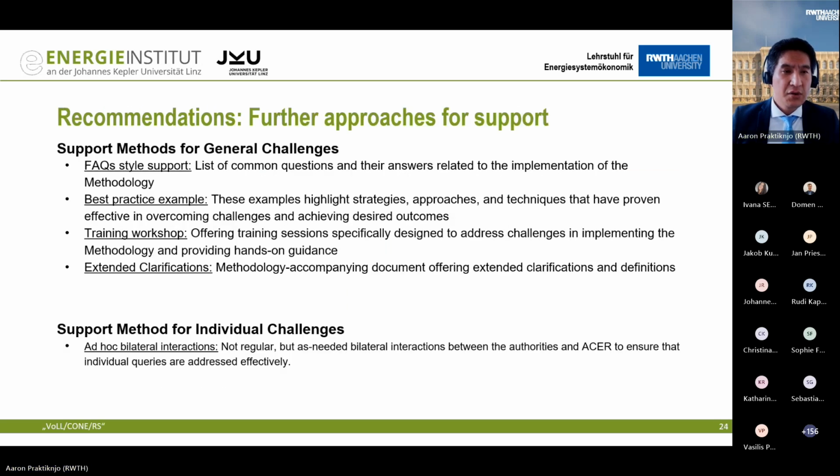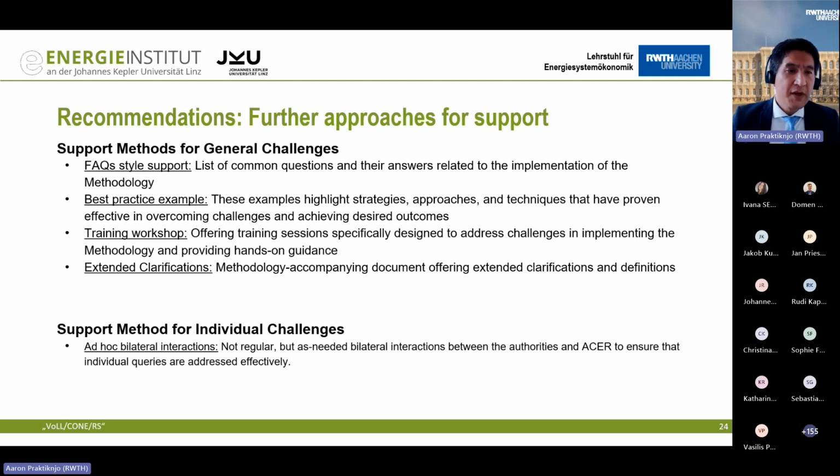What are our recommendations? So our recommendations would be further supporting the member states with their value of loss load calculation, maybe an FAQ style support, because many questions pop up during the implementation only, and these are very good questions, and if there's a detailed FAQ, that might be helpful. Then best practice examples might be helpful to show how we could proceed, what is helpful, what is not helpful. Maybe also training workshops and extended clarifications.